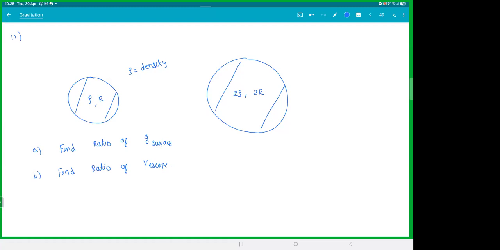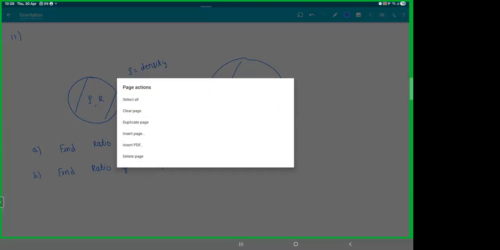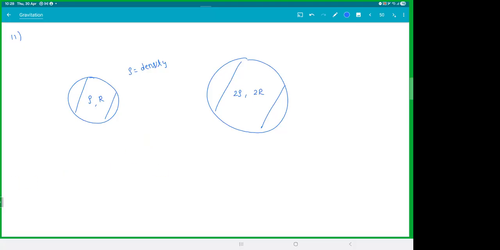Okay, let's see. It is just a matter of substitution. What is g? g is GM by R square. What is mass? Density times 4 by 3 pi R cube, divided by R square. So g is proportional to rho into R. So for the first question, g1 by g2 is rho into R by 2 rho into 2R. So this is 1:4.